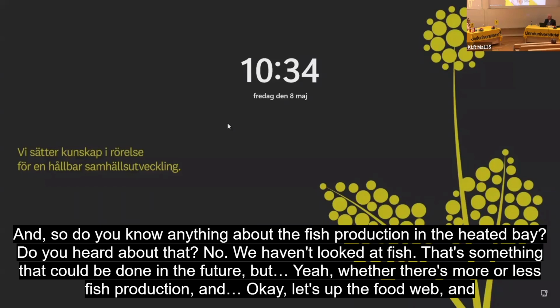And do you know anything about the fish production in the heated bay? Have you heard about that? No. We haven't looked at fish. That's something that could be done in the future, whether there's more or less fish production. And okay, that's up the food web.